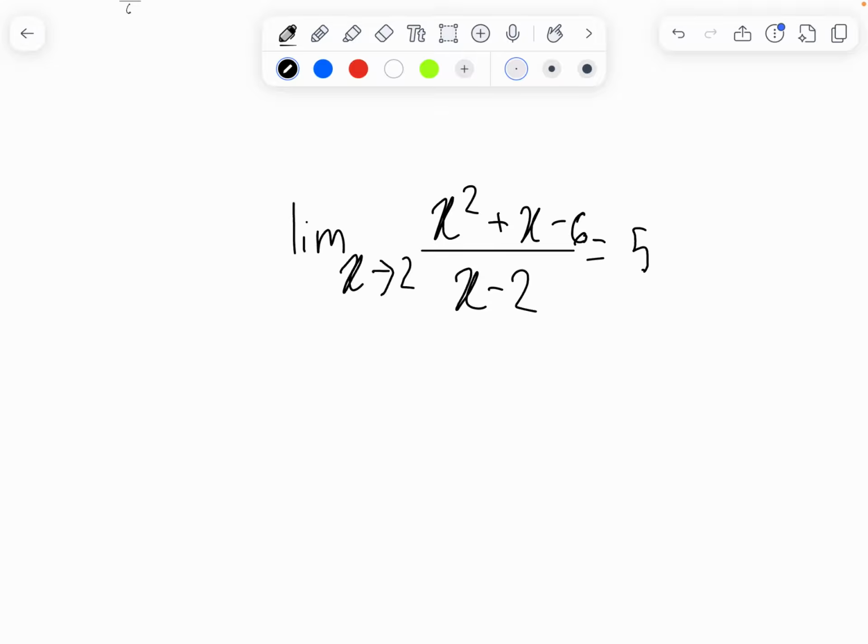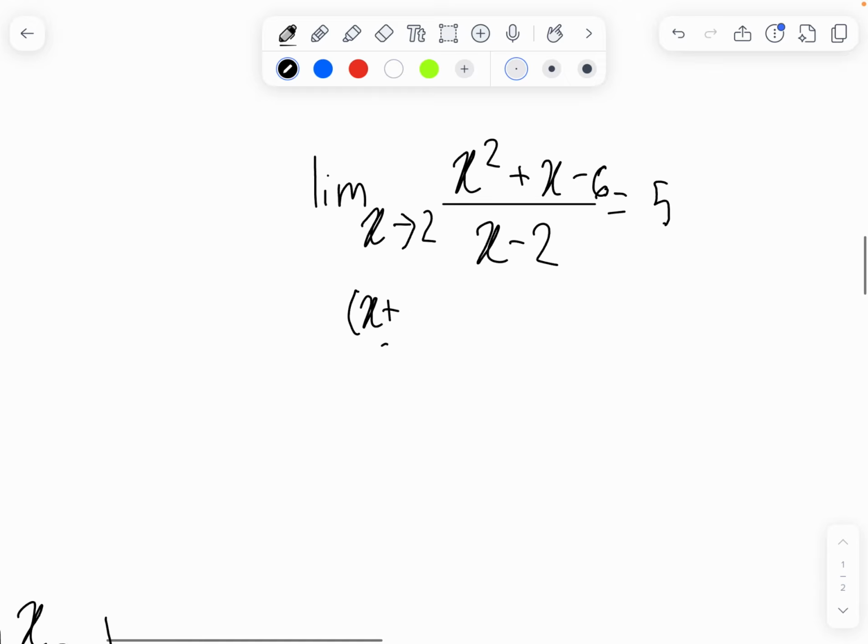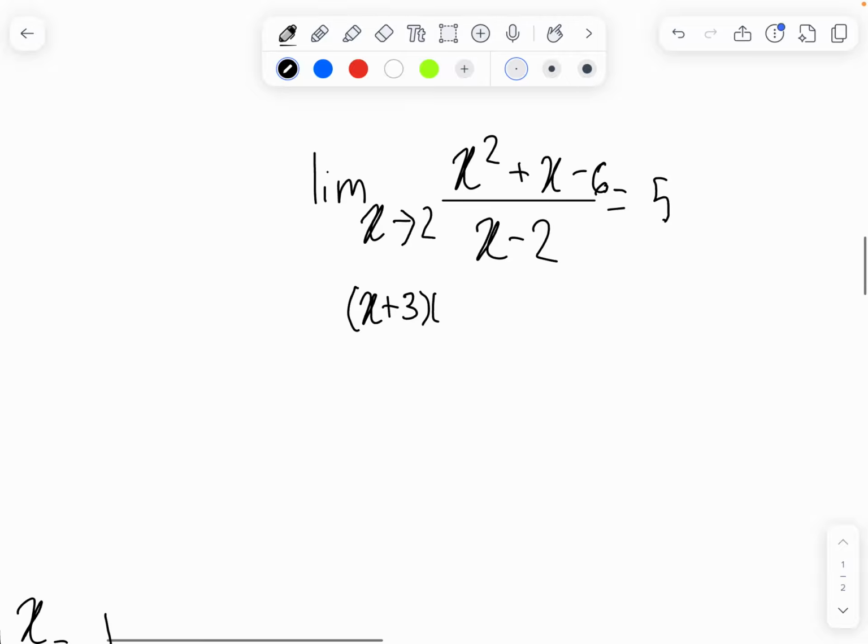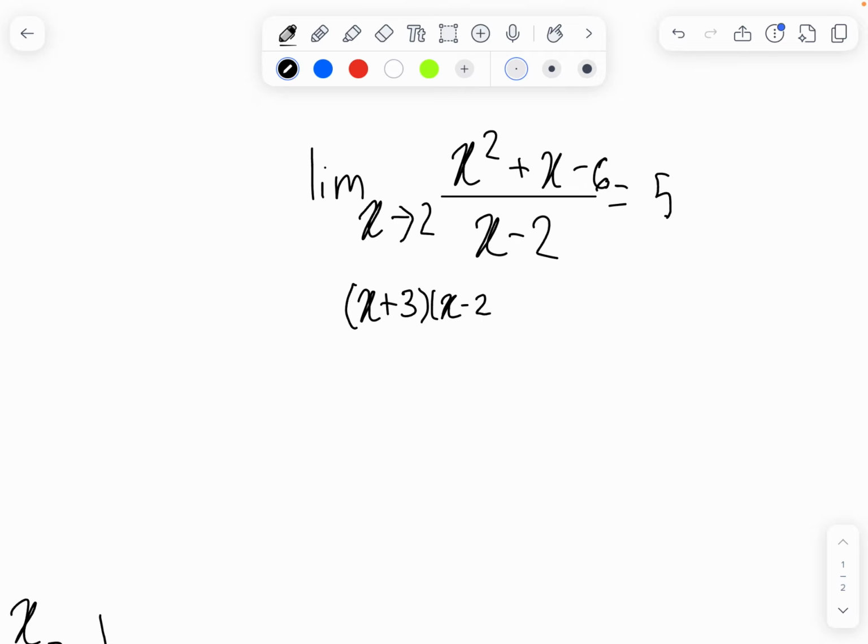What is the limit as x approaches 2 of x squared plus x minus 6 over x minus 2? You should have gotten that it equals 5. So if we plug into our equation, we would get 0 over 0, which is indeterminate. So what we have to do is factor the numerator. So if we factor out the top, we get x plus 3 times x minus 2 over x minus 2.